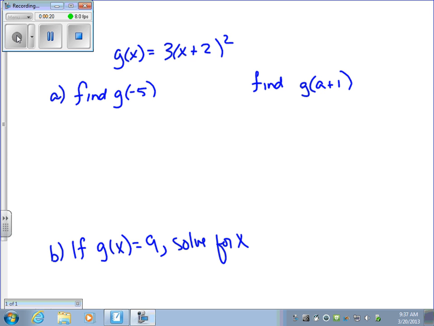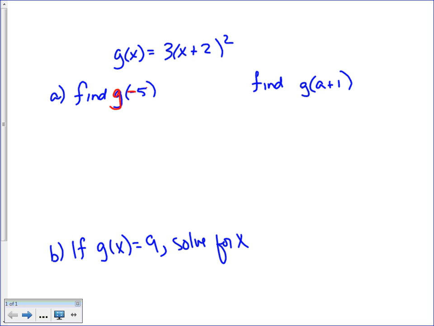And when you're being asked to find g of -5, what you're really being asked for there is just to plug in -5 for x into the function whose name is g of x. And so what I'm going to do is just plug in a -5 where I see an x, and the rest I'm just going to simplify like normal.